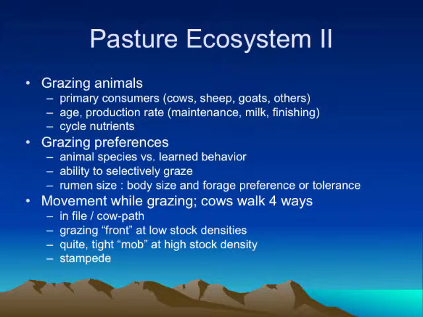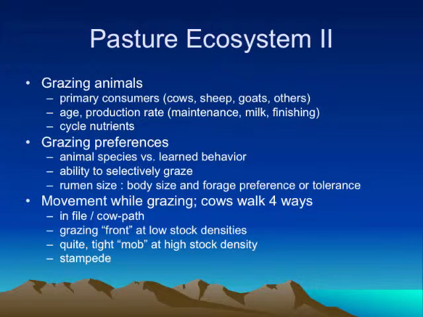So, selective grazing, there's rumen size. Okay, have you ever thought about this, that cows have 4 ways to walk? Okay, there's the single file, the cow path, old classic. Where do most of our roads follow? They follow an old cow path or buffalo trail. A grazing front, if you have 30 cows on 6 acres, they're going to basically spread out across the field and walk down the field grazing. Then they're going to turn around and walk back the other way grazing.